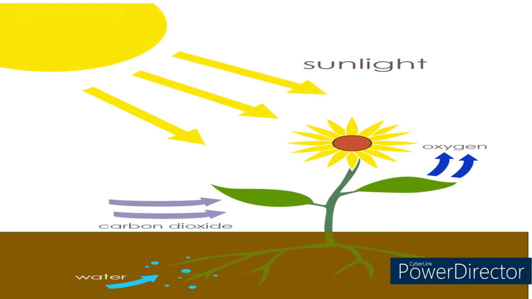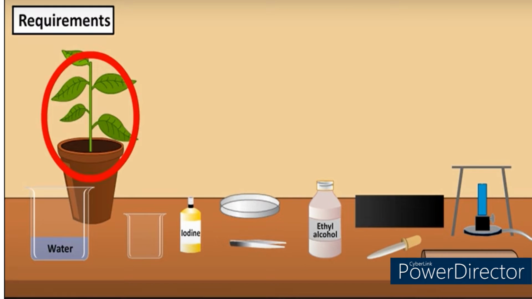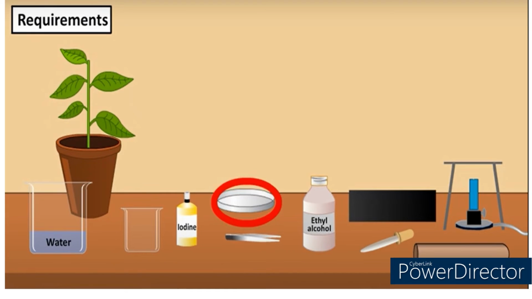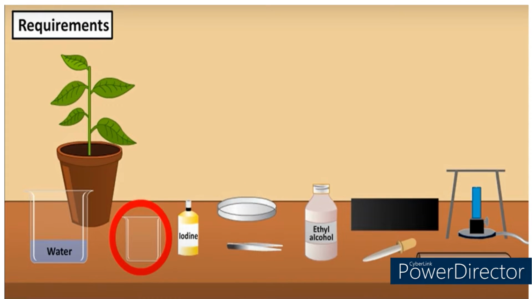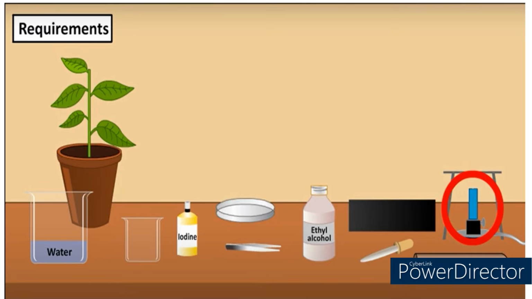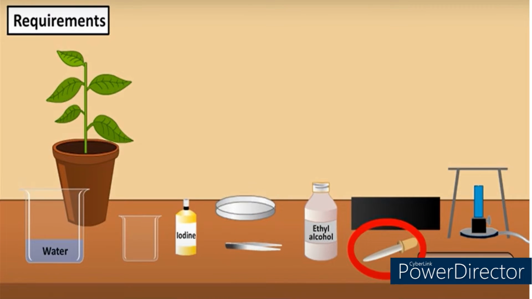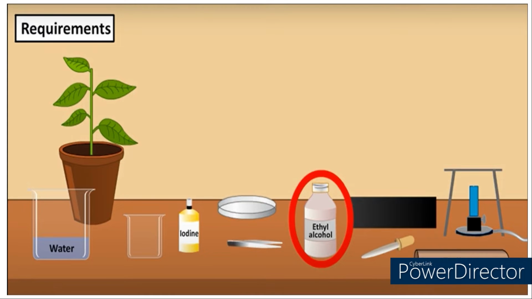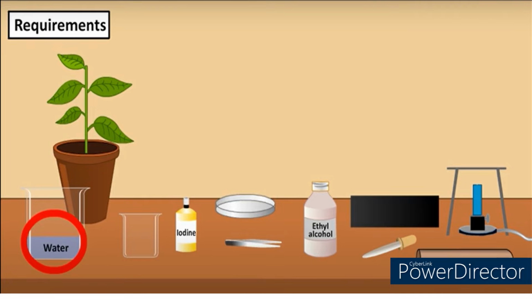So this experiment is to show light is necessary for photosynthesis. Requirements: potted plant, petri dish, boiling tube, beaker, Bunsen burner, forceps, dropper, ethyl alcohol, iodine, water, black paper.